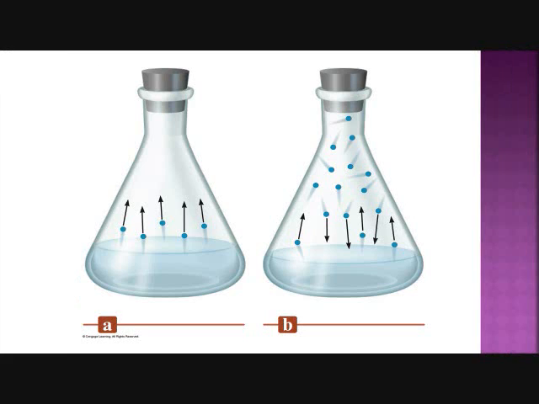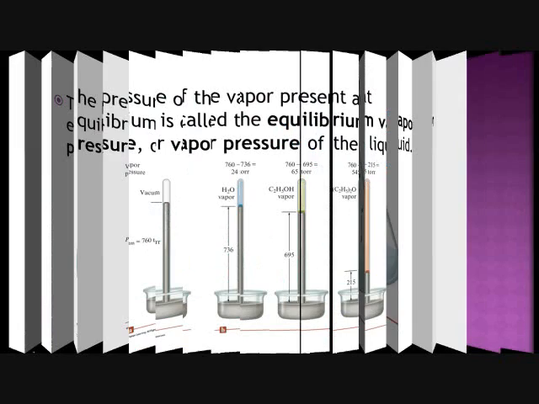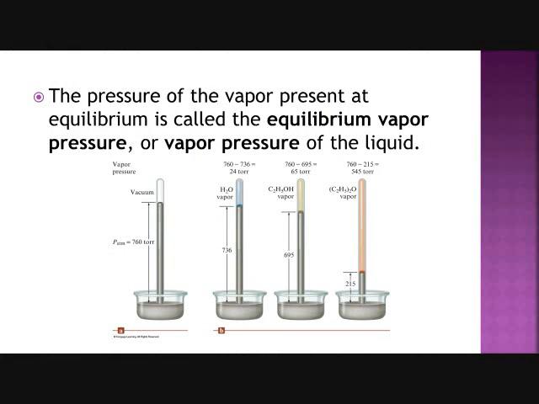This is just another example that if you poured some liquid in and capped it, then at first there would only be particles turning into the gas phase. And then after a while, when you have too many particles above the liquid, some will turn back into the liquid. So vapor pressure is easiest to see when you have a closed container above a liquid. The vapor pressure, like I just said, is the pressure of the vapor present at equilibrium.